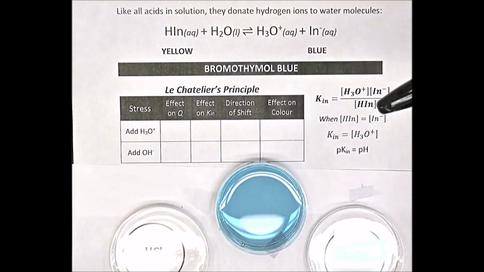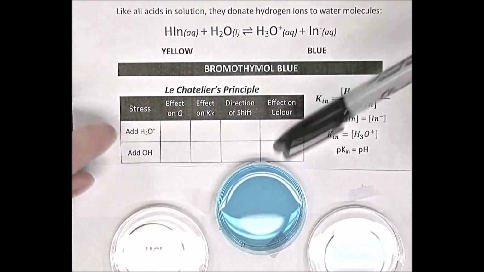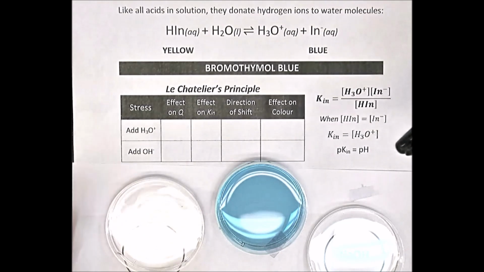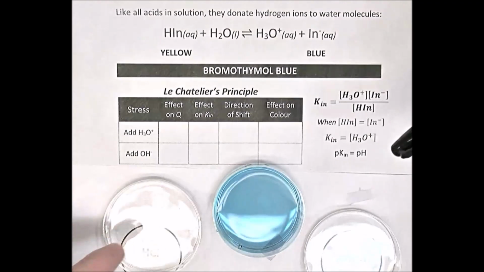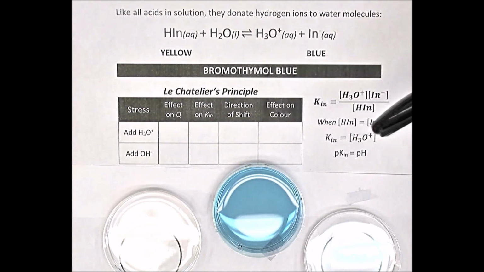Look at the table down below. So we're going to disturb this equilibrium. We're going to add some hydronium ions. I'm going to use the hydrochloric acid that we talked about earlier from the dish down below, 0.1 molar hydrochloric acid. We're going to use that as a source of hydronium ions.